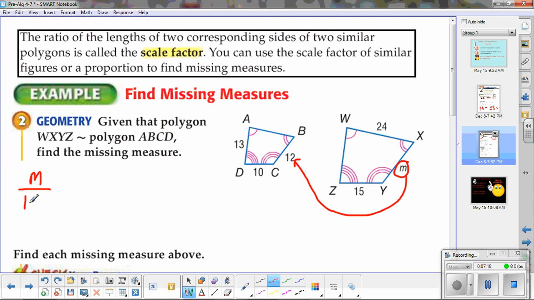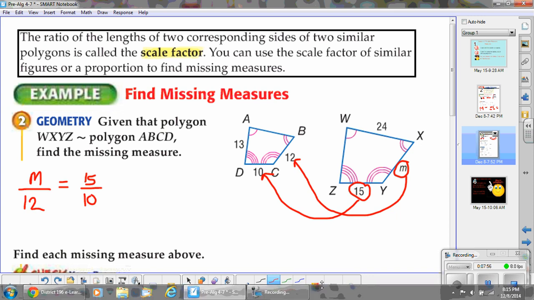So M over 12. If they're similar, they're going to have equal ratios. So I'm going to put an equal sign, and now I'm going to pick one of the other sides where I know both the measurements. I'm going to go ahead and pick this one right here. This is important: you pick the same figure to start with in both ratios. That's why I draw the circles around and arrows pointing to where it matches. Your arrows have to both be going in the same direction. So 15 matches up with 10.